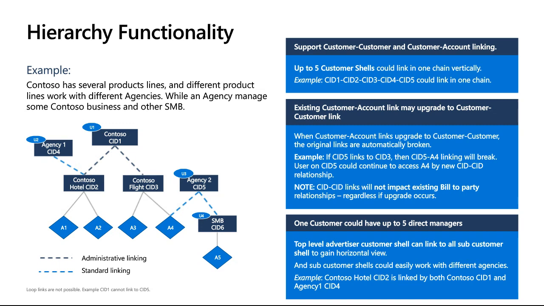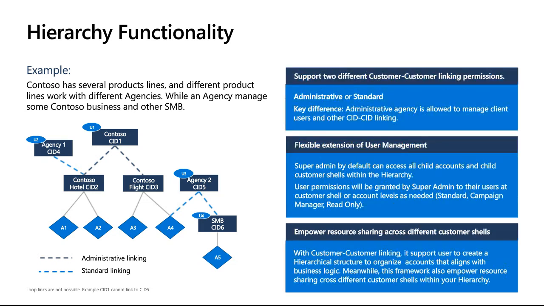Thirdly, you may ask, if I work with multiple agencies and also need to be managed by my company's top-level customer shell, what can I do? To meet this need, we support multiple linking. One customer shell could have up to 5 direct managers linking above you. This will empower you to work with multiple parties. The next question may be, if multiple agencies link to me, do they all have same permissions? The answer is no. We offer 2 different linking permissions, administrative linking versus standard linking. This gives clients more flexibility to control different agencies' permissions.